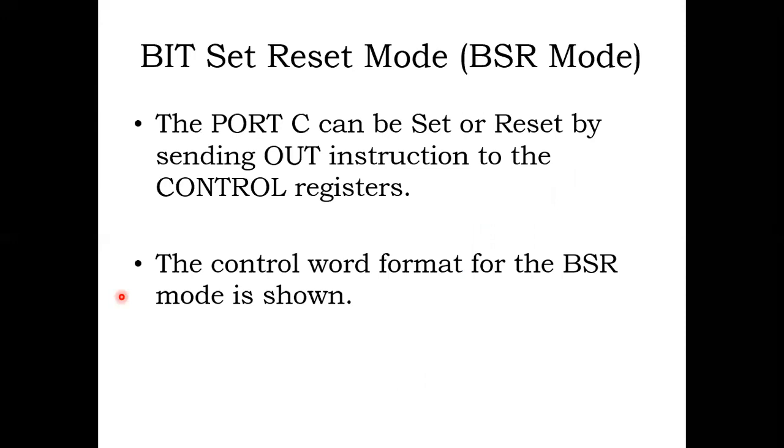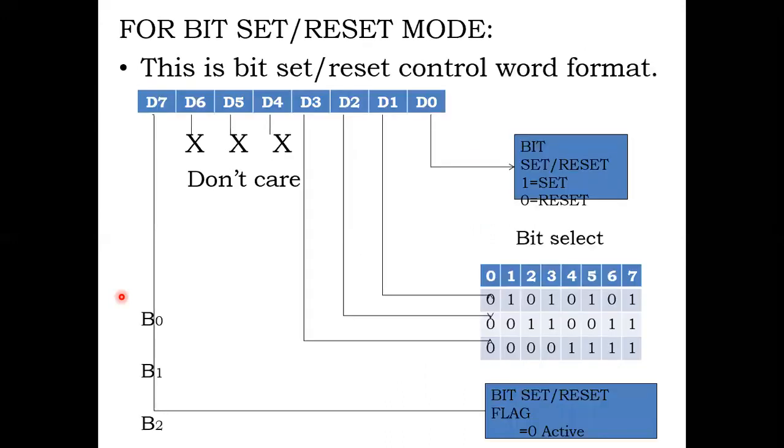Then the bit set and reset mode, that is BSR mode. Port C can be set or reset by sending an instruction to the control register. This is the control word format for the BSR mode. First, D0 selects the bit set or reset for the particular condition. Then D1, D2, D3 select the bit select data. The remaining three are don't care conditions. Then D7 is the active signal for BSR mode.